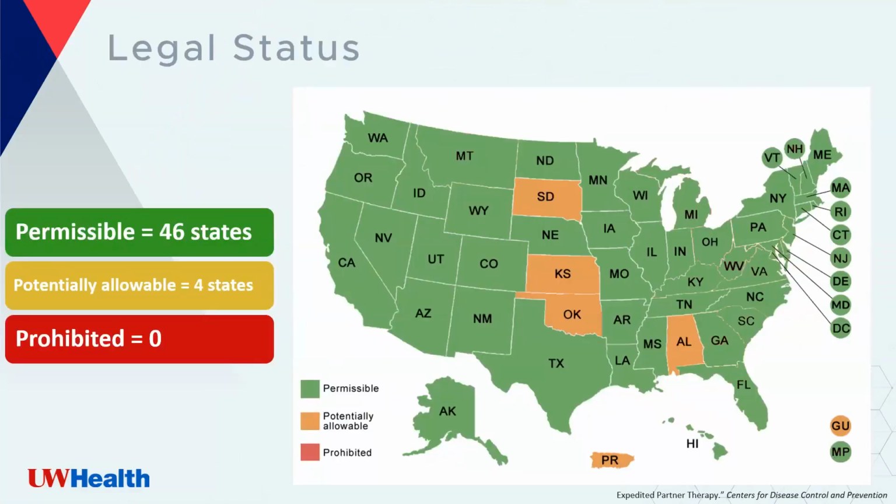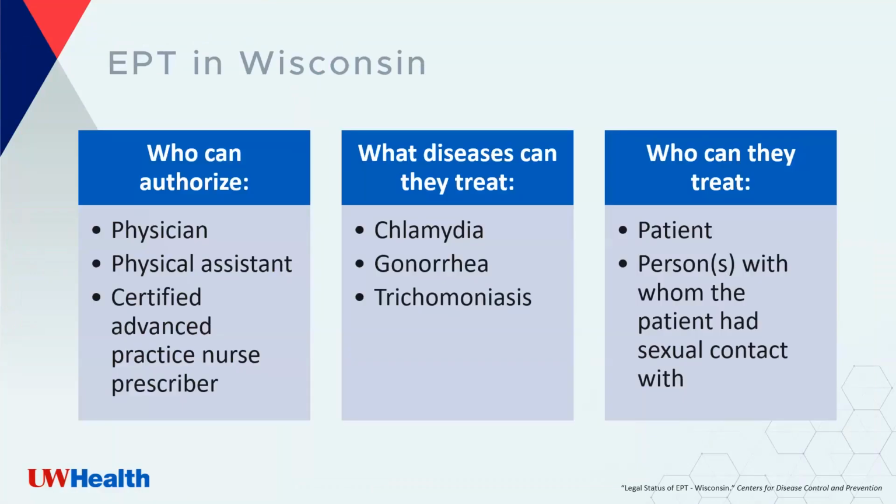Across the United States, EPT is widely accepted, being permissible in 46 states and only potentially allowable in 4 other states. As far as EPT in Wisconsin, any physician, physician assistant, or certified nurse practitioner is able to prescribe EPT therapy. And in Wisconsin, we do have the ability to treat for chlamydia, gonorrhea, and trichomonas. It is important to note that EPT must be an oral medication regimen, and that most data out there is for heterosexuals, and so data is very limited for men who have sex with men.